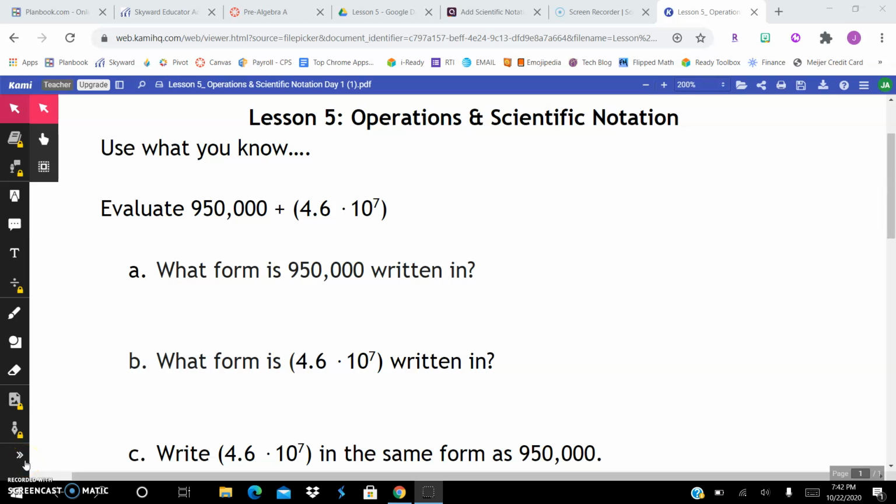Today's lesson is an introduction to operations in scientific notation. So we are going to learn how to add and subtract and multiply with scientific notation. We've already been talking about how to divide and compare the numbers, but now we're going to learn how to add today, more specifically. So we're going to use what we know.